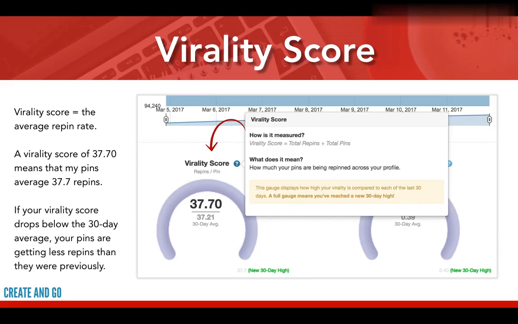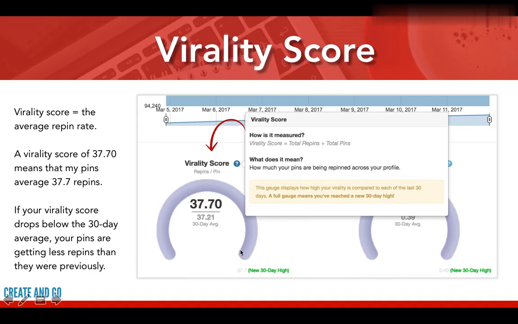If your virality score drops below the 30-day average, your pins are getting fewer repins than they were previously. So underneath the 37.70, you'll see it says 37.21. This is my 30-day average, and my virality score is now higher than that. What that basically means is that my average repins are growing, and that's a good thing.